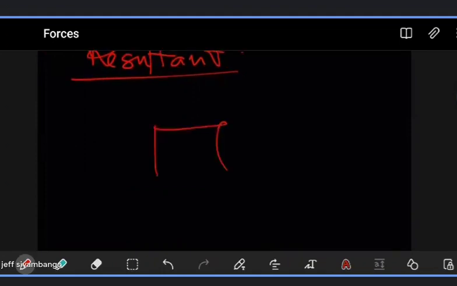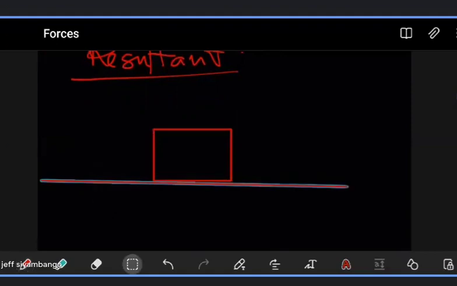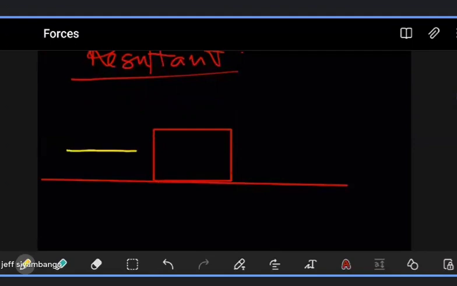Picture an object like this here. Picture something like a box that rests on a horizontal surface like this. If it is under the influence of multiple forces, we can say that we have a force acting in this direction, and then we have another force, let's say something like this, and all these forces are acting on this object. We can say this is F1 and this is F2.